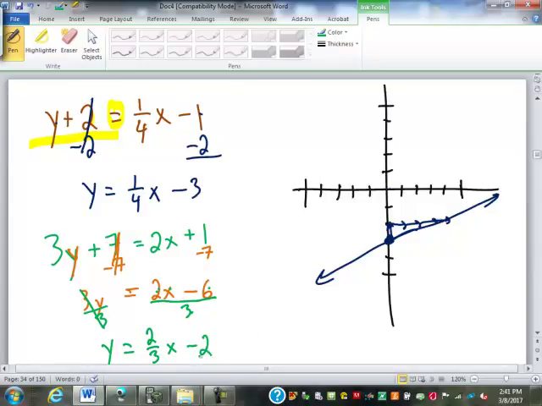So when I go to graph that, I'm going to start at what? -2, good. So it's -2 on the end. From there, I'm going to go where with my slope? Up 2 and over 3. Perfect. Up 2 over 3. There's my second point. There's my line.